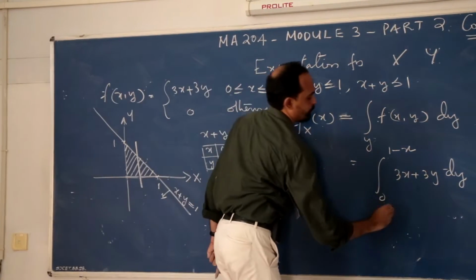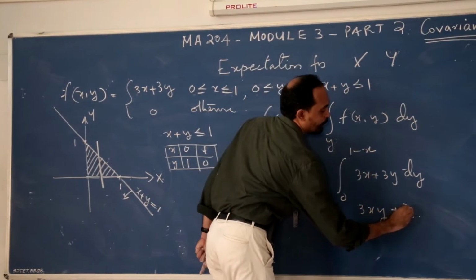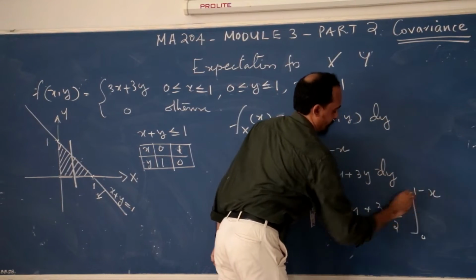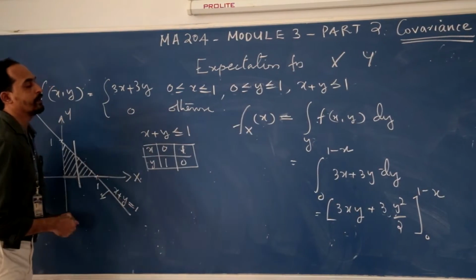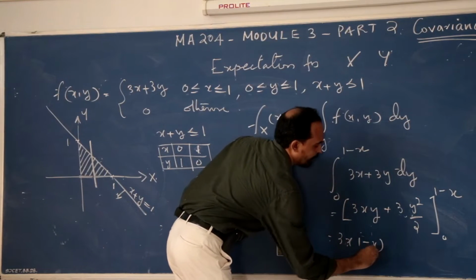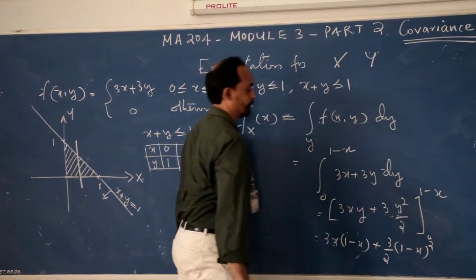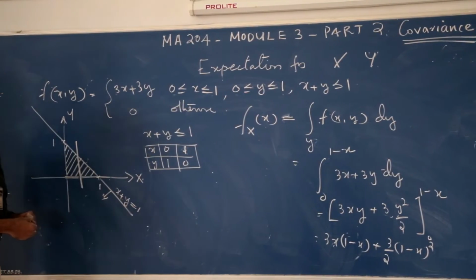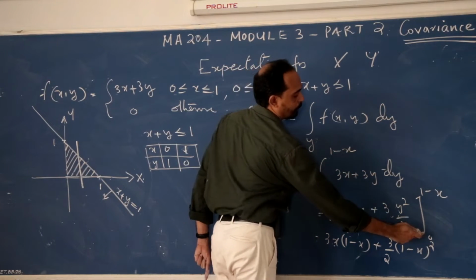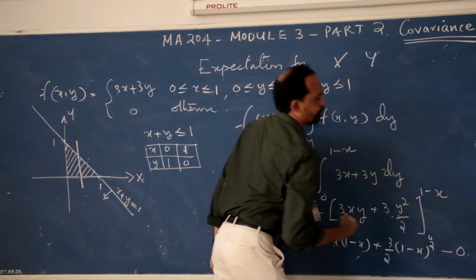Integration with respect to y, 3x is a constant, integral 1 dy is y, plus 3 into y square by 2, varies from 0 to 1 minus x. 3x into y plus 3 into y square by 2, varies from 0 to 1 minus x. 3x into 1 minus x plus 3 by 2 into 1 minus x the whole square. Y takes the value 1 minus x. Lower limit is 0, so 0 minus 0 plus 0, it is 0.